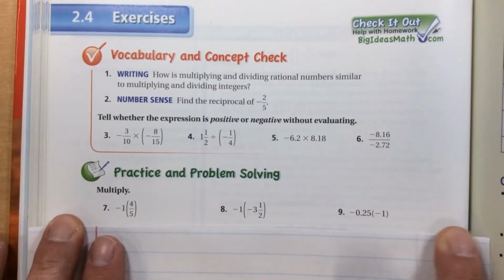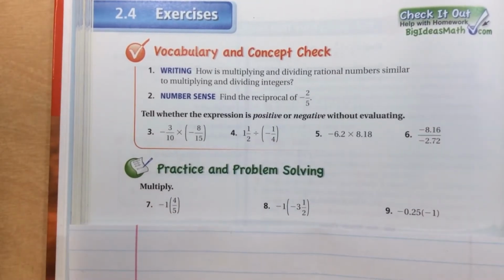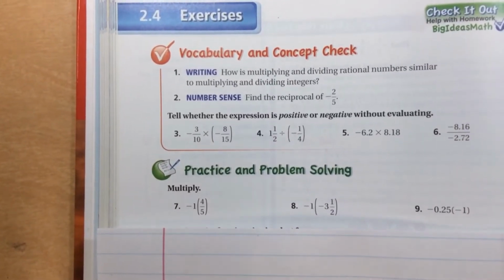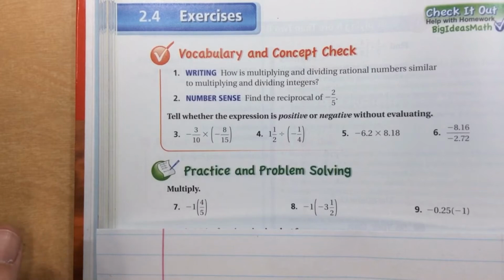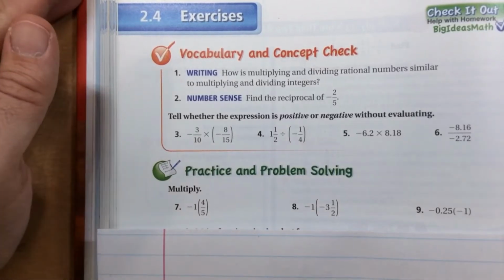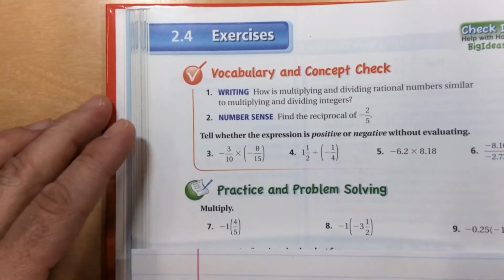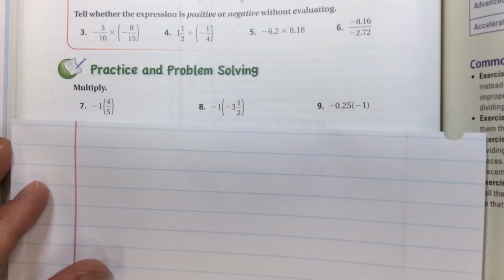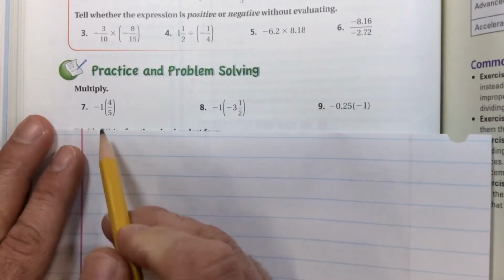So let's remember, rational numbers are going to be either positive or negative, and they could either be fractions, decimals, or integers. So lots of different things going on here. But we already know all the rules, and we're just applying different rules that we know now. So let's look at number 7 here.